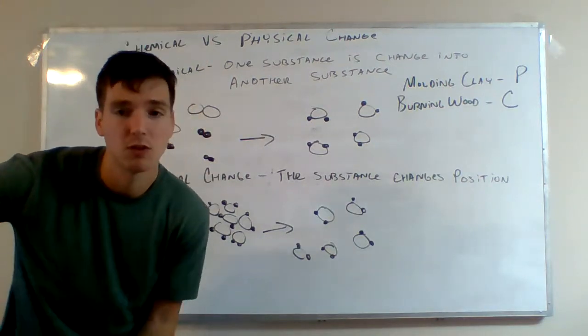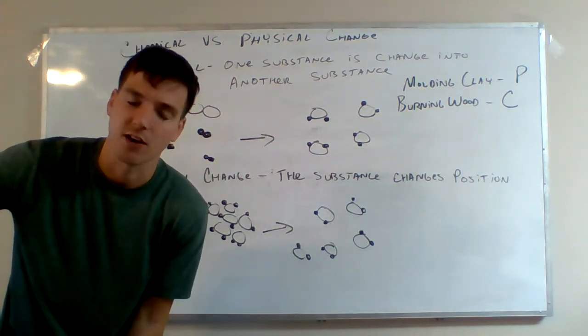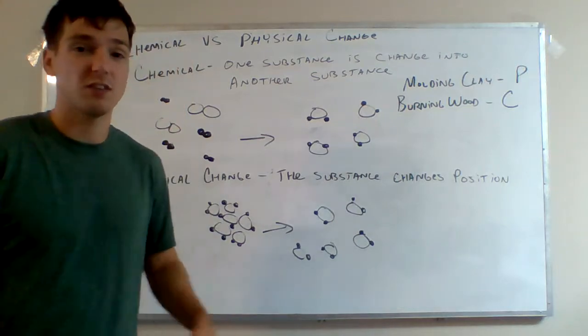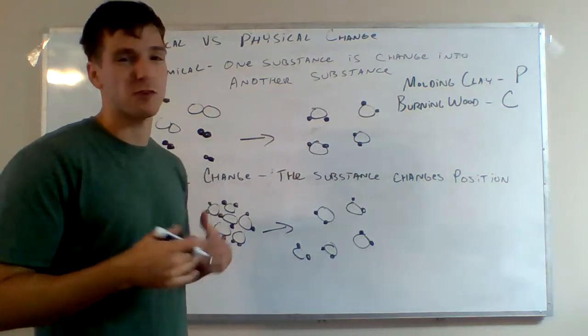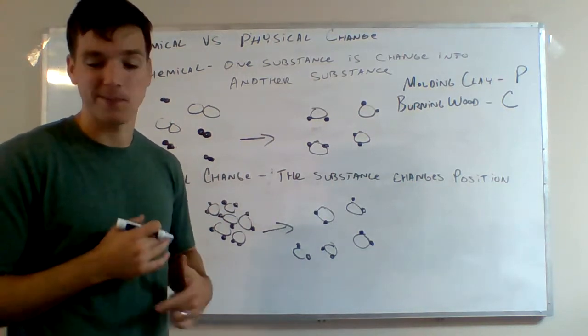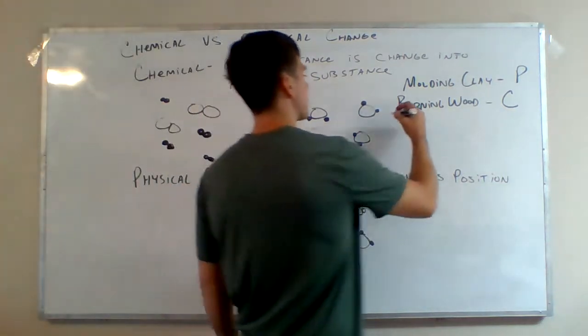If I melt ice, sorry, I could refreeze it. Okay, so it's easily reversible. If I mold clay, I could easily mold it back, so that's physical. So easily reversible is physical. Things that I can't reverse is chemical, okay?